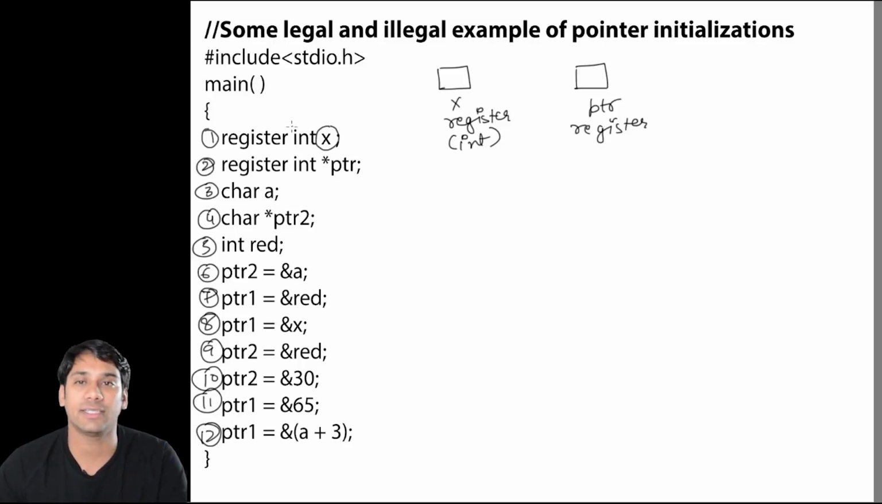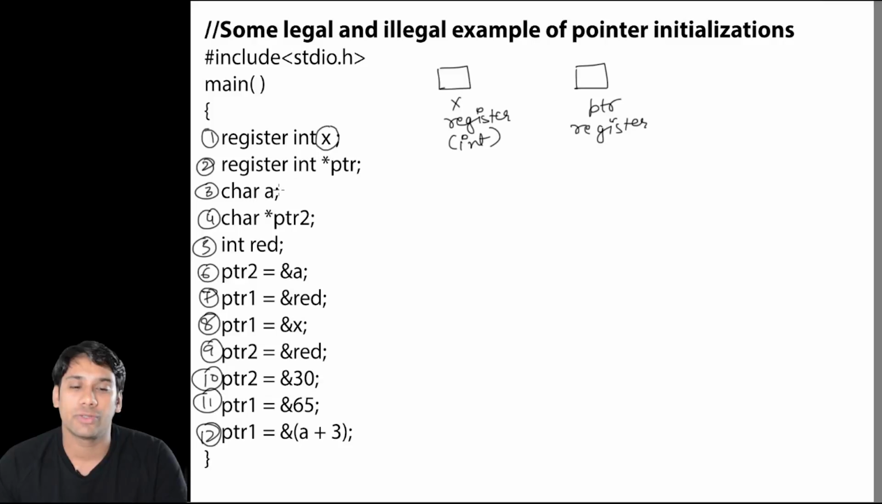But it does not guarantee that it is stored in the register because that is decided by your compiler. It does not guarantee that this variable x is stored in the register, but we have said please store this variable x in the register. So if space is available, the C compiler is going to store this variable x in the register, otherwise it will not.